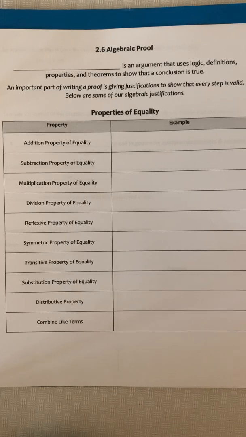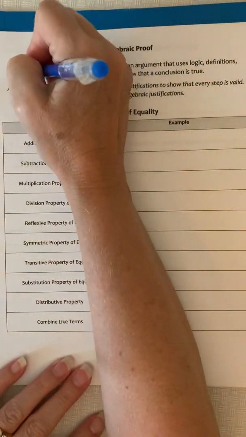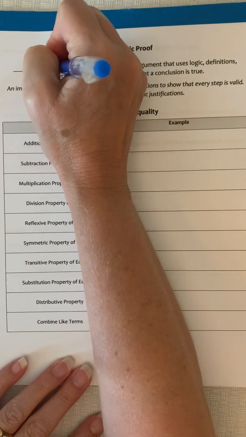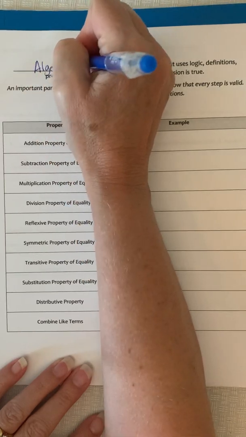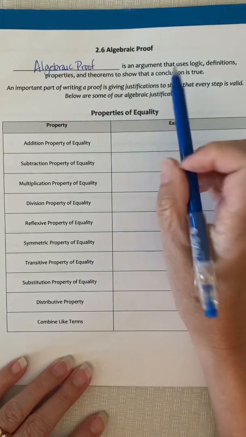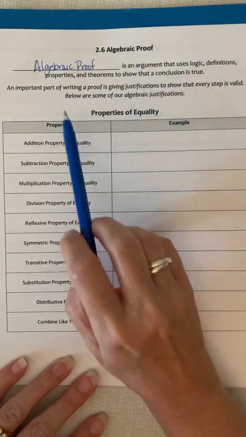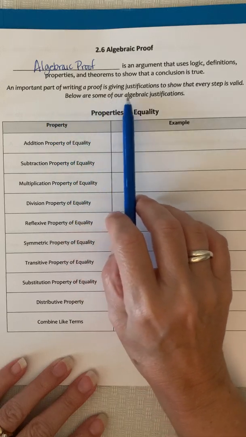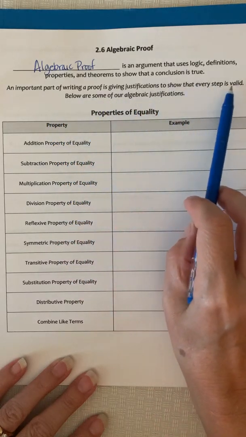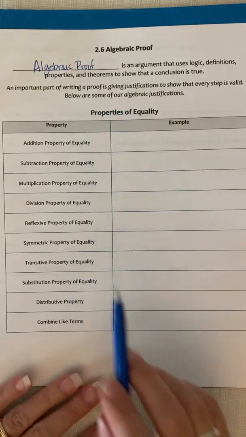We are going to begin actually solving proofs, and in a proof we need something that states that it's true. To state something is true, we can use theorems, axioms, postulates, things like that. So an algebraic proof is an argument that uses logic, definitions, properties, and theorems to show that a conclusion is true. An important part of writing a proof is giving justifications to show that every step is valid. Below are some of our algebraic justifications.